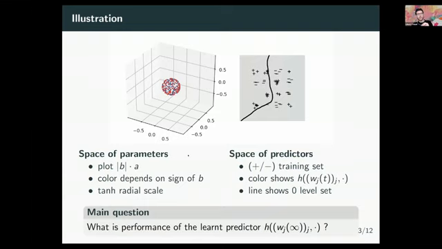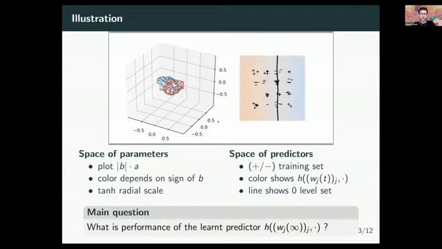Now there's something specific about when we train for a loss with an exponential tail: all the minimizers are at infinity. Typically, the parameters of the neural network will explode to plus infinity. And so to visualize the dynamics properly, here the unit sphere is at infinity. I've applied the hyperbolic tangent to the radial scale so that we visualize the dynamics properly. And here is how it looks in parameter space, and here in predictor space.